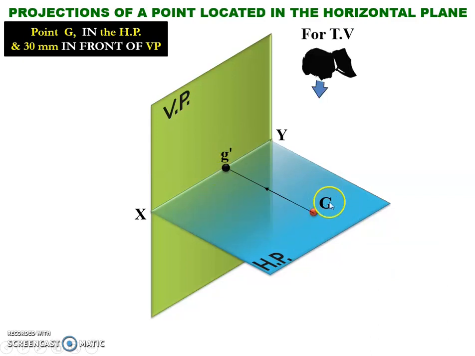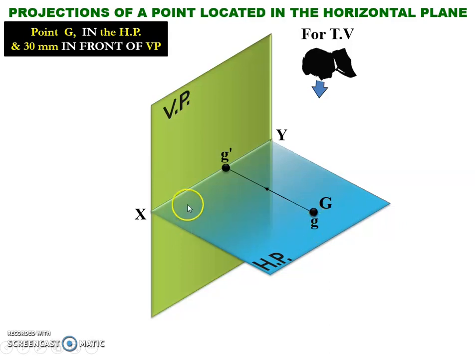To obtain the top view of the point capital G, we need to observe the point from the top, and the point need to be projected onto the horizontal plane. Since the point G is already located on the horizontal plane, we need not project it further, and the same point capital G will become its top view. And the top view must be denoted using the lowercase letter g.